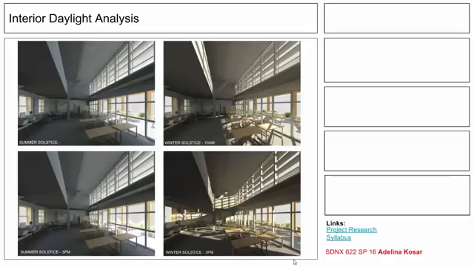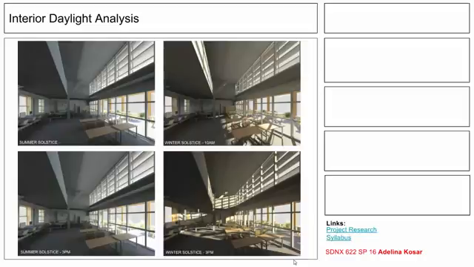Next slide is showing a series of interior daylight studies. Summer solstice, that should say 10 a.m. and then 3 p.m., and winter at 10 a.m. and 3 p.m., just so you can see what kind of light you get even later in the day.